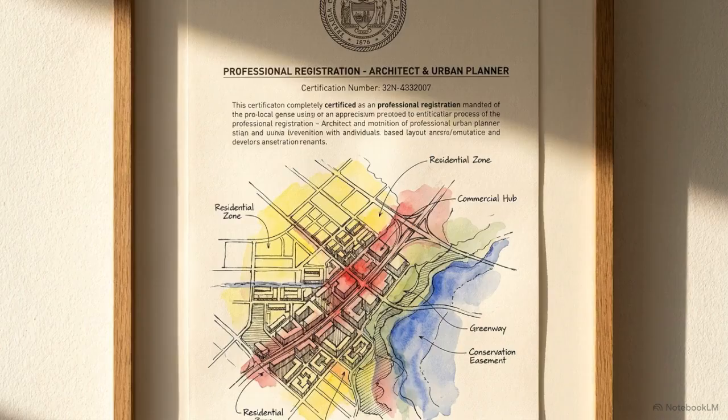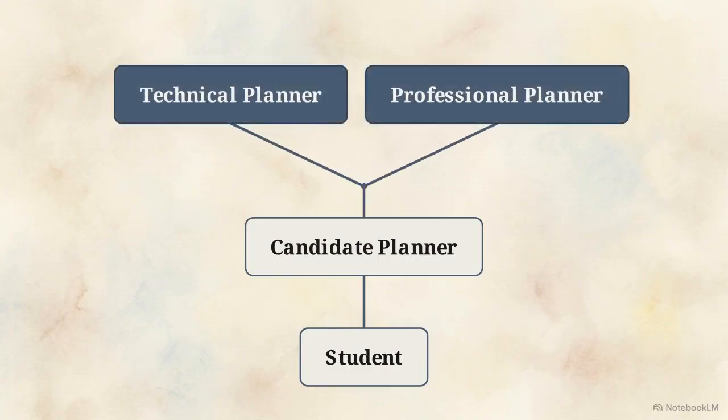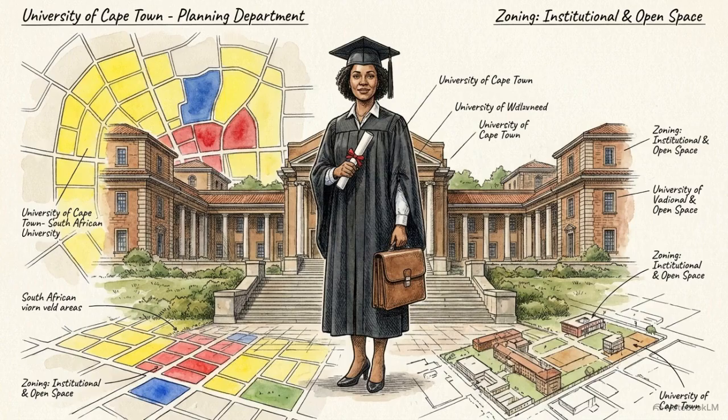For those who intend to legally shape the landscape, SACPLAN registration serves as the professional operating license. Most applicants start as a student, graduate to a candidate, and eventually branch into either the technical planner or professional planner route. Right out of university, your first step is registering as a candidate planner.